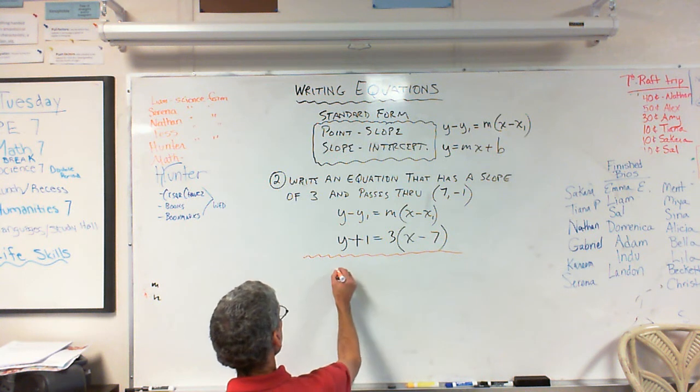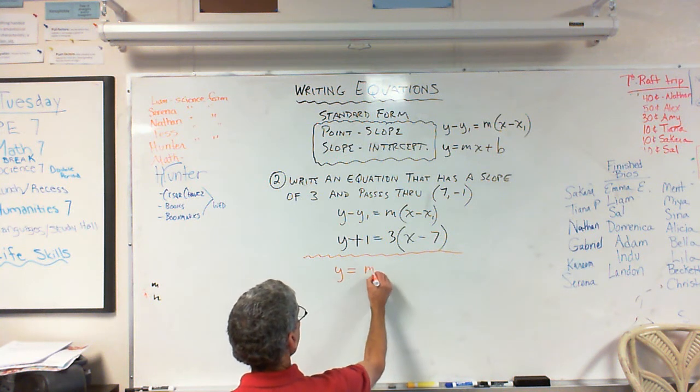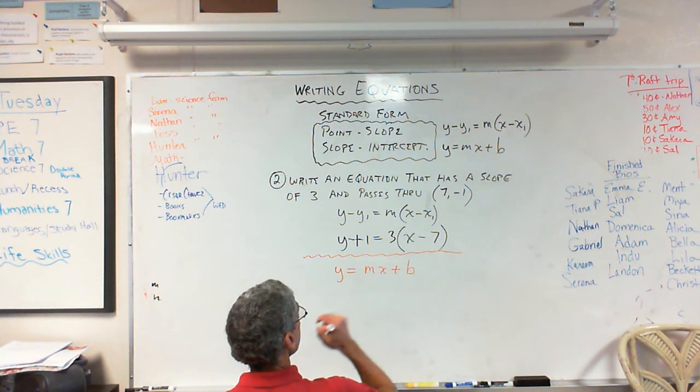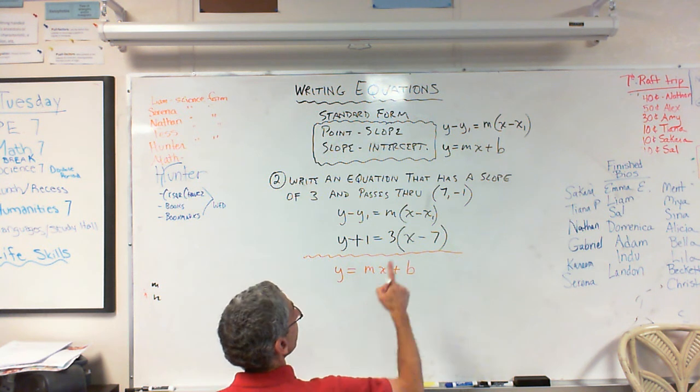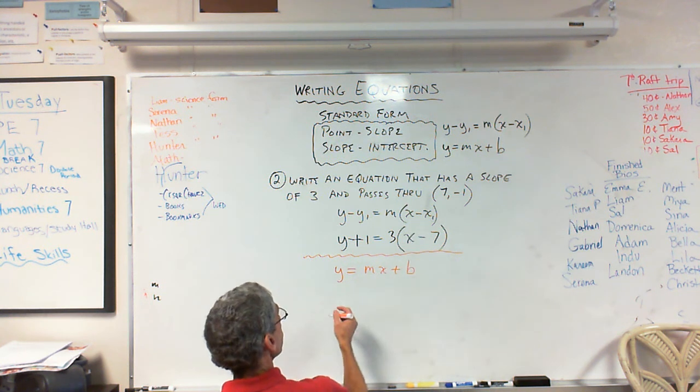In slope intercept, y is equal to mx plus b. What did they give us? They gave us the slope, right?